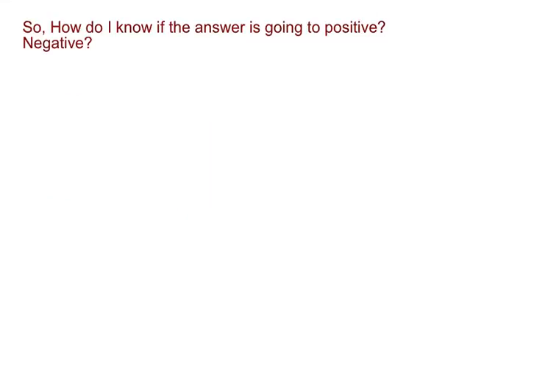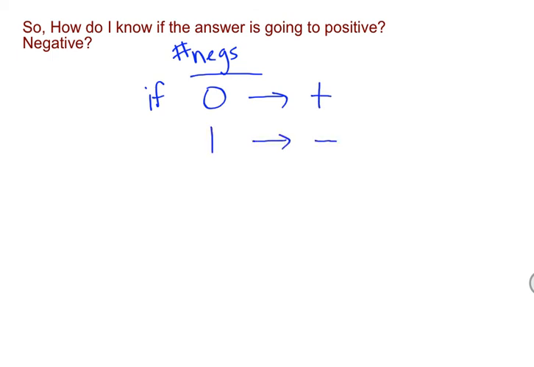Okay, so how do you know if the answer is going to be positive or negative? When you are multiplying, if you have 0 negatives, it's going to be positive. So this is the number of negatives, let's say. If you have none, you get a positive. If you have 1 negative in your problem, with multiplying, you get the negative. If you have 2, you get a positive. If you have 3, you also would get a negative.